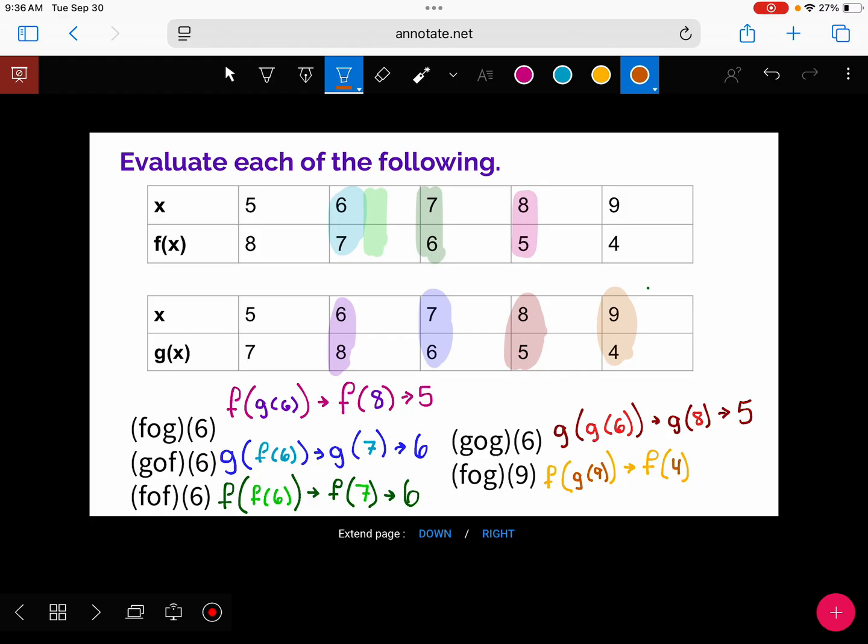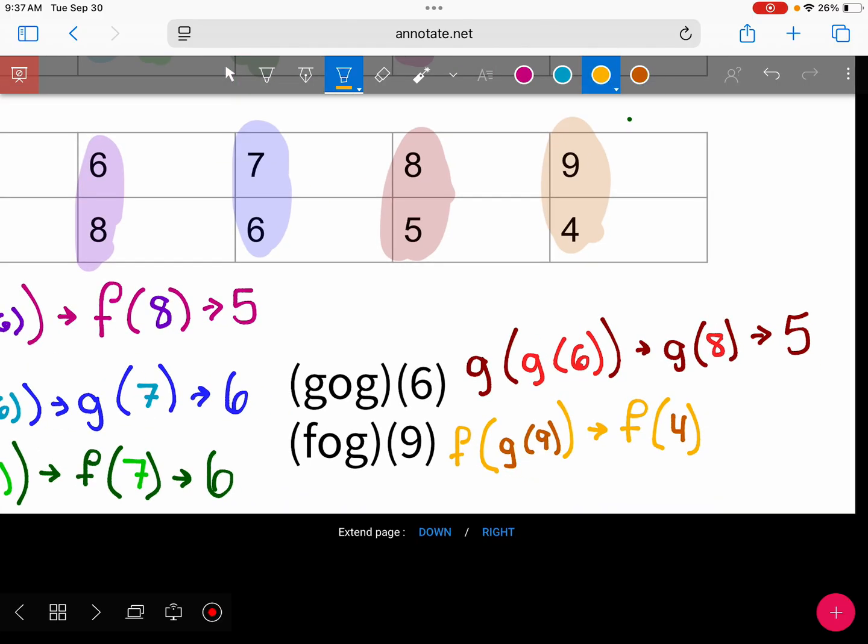Not 9. We don't have one. We don't know. It's not in my list. In my list for f, I do not have an x of 4. It has not been written for us. It has not been defined. So it's undefined. F of 4 is undefined.